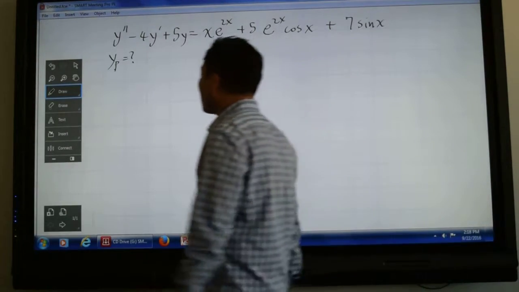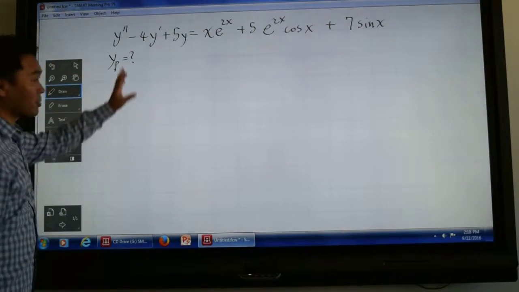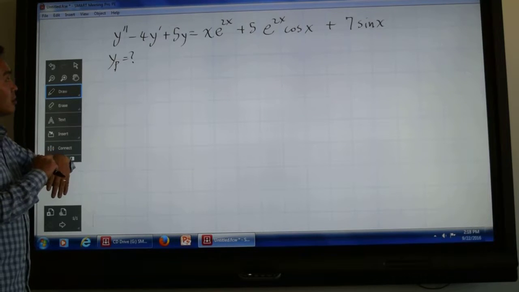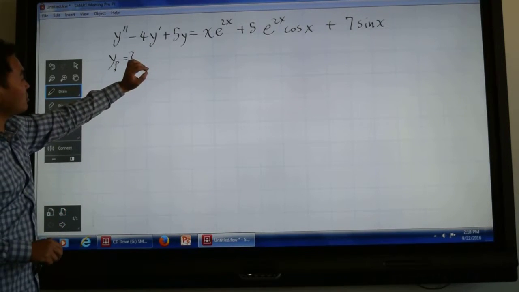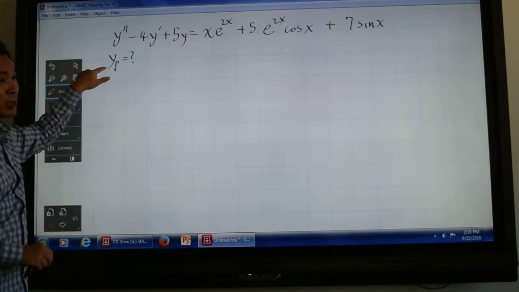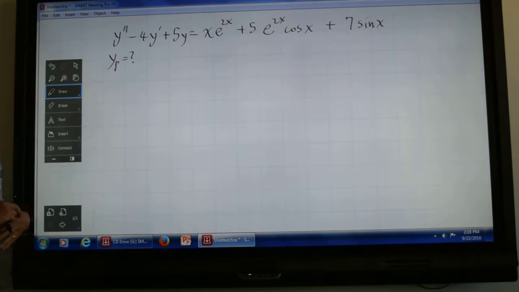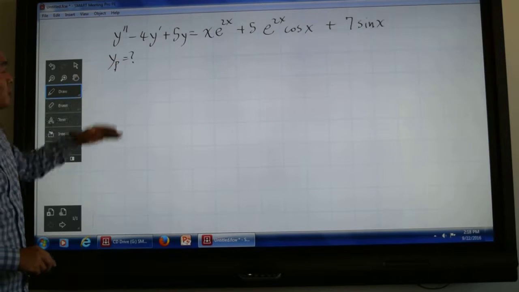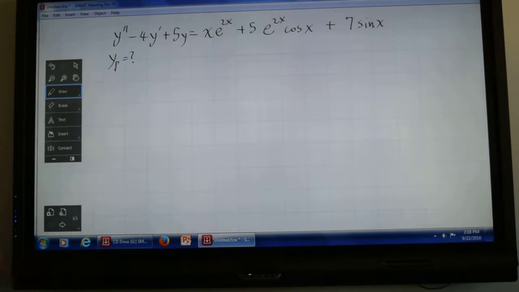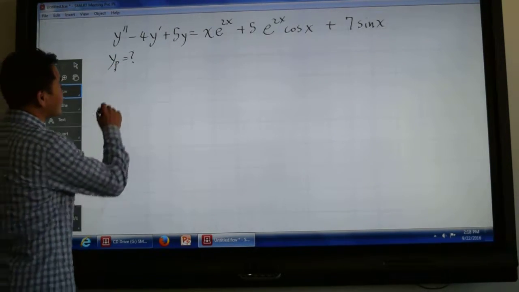But let's see, how do you find the right form? I mean, find out what functions to include in yp, except the coefficients a, b, c, d. I don't want you to get those yet, okay? So if you have such a question, how would you set up the yp?